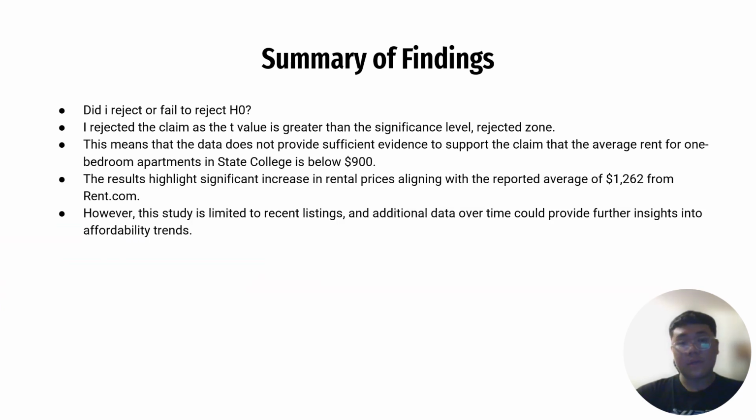So here is the summary of my findings. Did I reject or fail to reject H0? I rejected the claim as the t-value is greater than the significance level rejected zone. This means that the data does not provide sufficient evidence to support the claim that the average rent for one-bedroom apartments in State College is below $900.